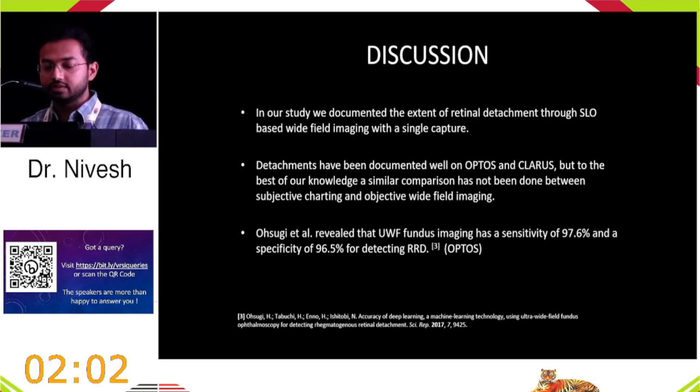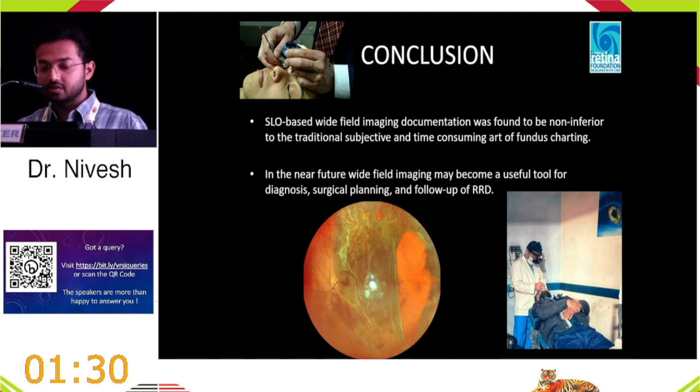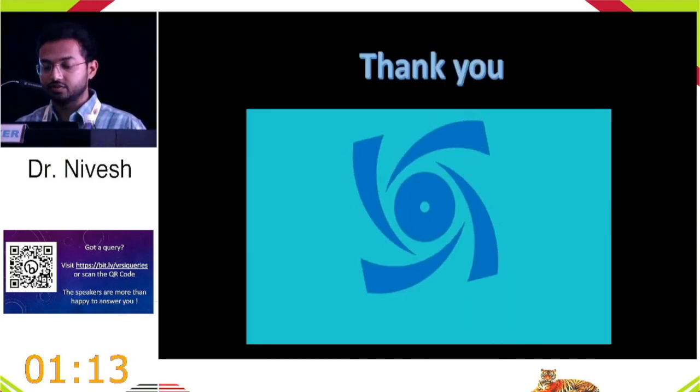In our study, we documented the extent of retinal detachment through SLO-based wide field imaging with single image capture. Detachments have been documented well on Optos and Clarus, but to the best of our knowledge, a similar comparison has not been done between subjective charting and objective wide field imaging. Suzuki et al. revealed that ultra wide field fundus imaging has a sensitivity of 97.6% and a specificity of 96.5% for detecting rhegmatogenous retinal detachments. We concluded SLO-based wide field imaging documentation was found to be non-inferior to the traditional, subjective and time-consuming art of fundus charting. In the near future, wide field imaging may become a useful tool for diagnosis, surgical planning, and follow-up of rhegmatogenous retinal detachments. Thank you.